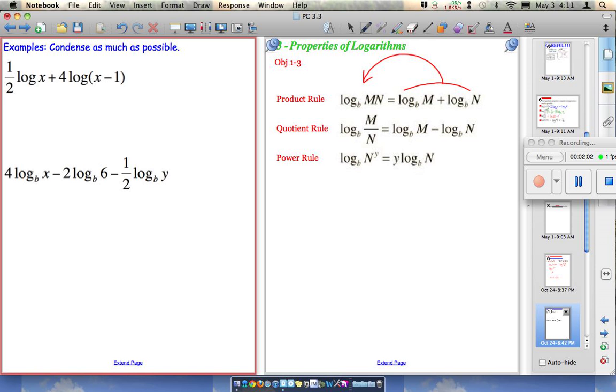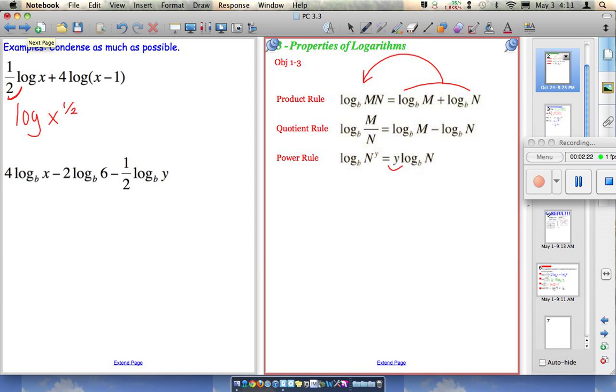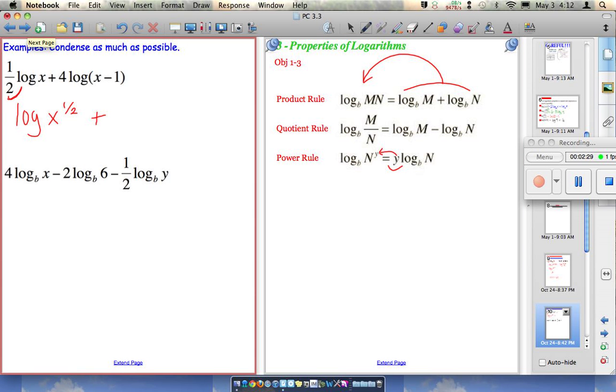So another example. Now we're starting to work with ones where we have factors in front. So there's 1/2 out in front. So before I condense, I need to get it to just be log of x to the 1/2, or think of it as square root of x, right? Because that's the power rule. So when we have the factor out in front, we're going to take it and put it back in as a power. And it's still plus, and then log of x minus 1 to the 4th power.